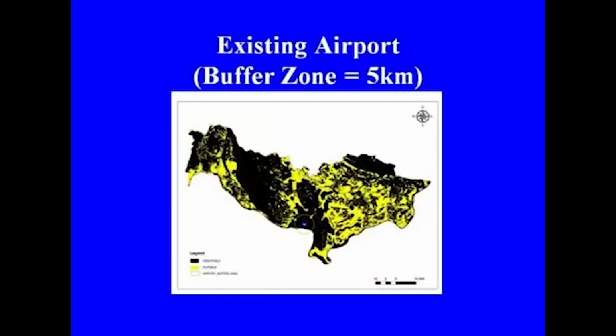Similarly, the buffer zone for the airport has also been identified, and one can see the green circle at the bottom of the province which identifies the 5-kilometer range within which no activity or no airport will be proposed.